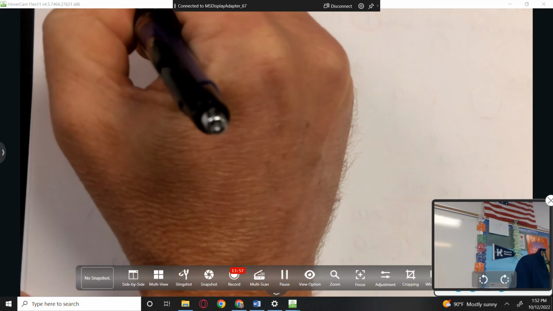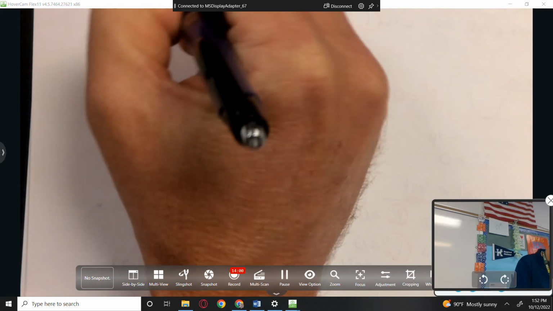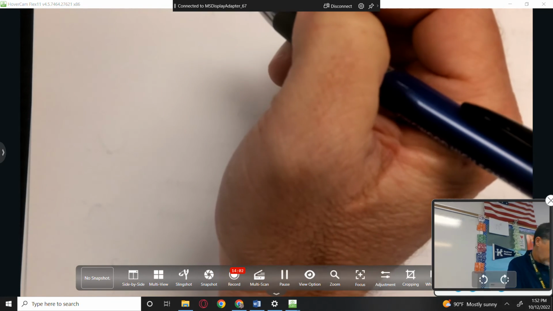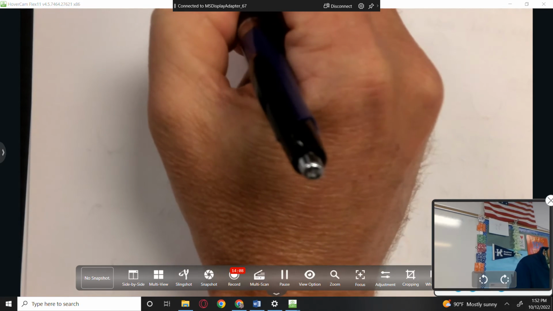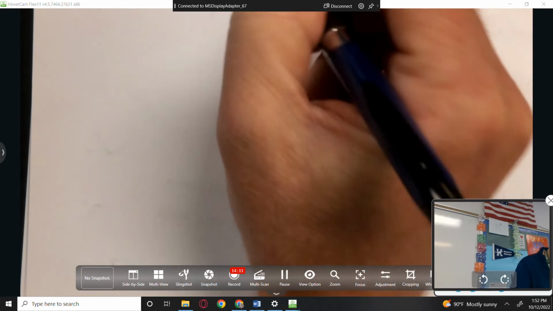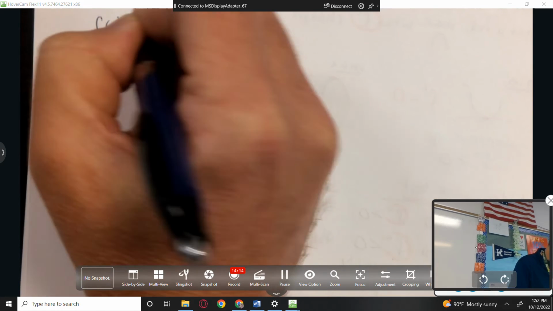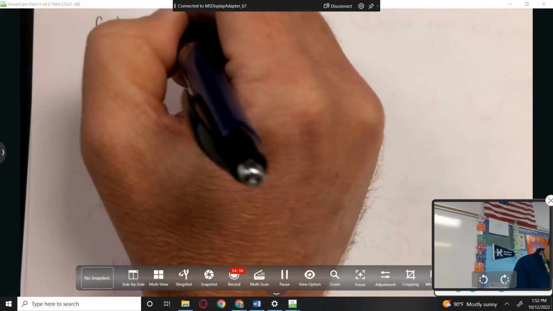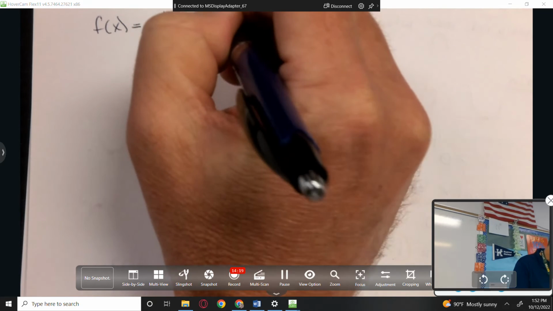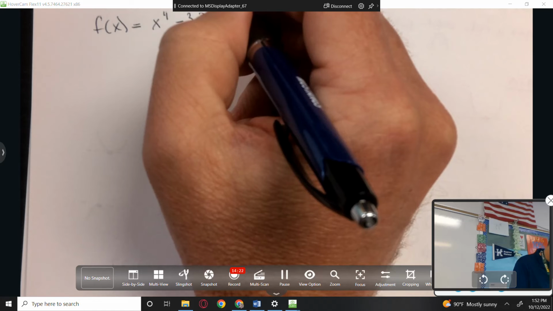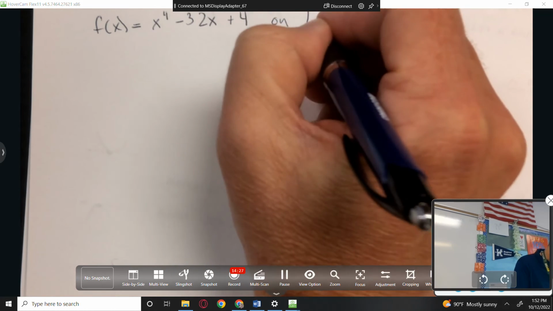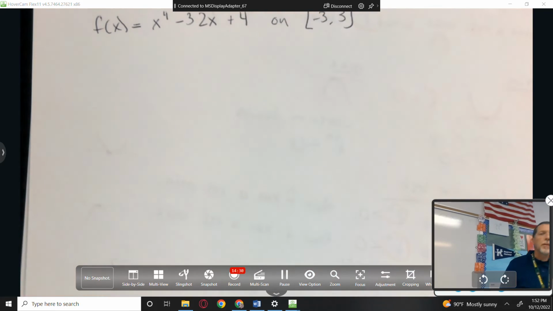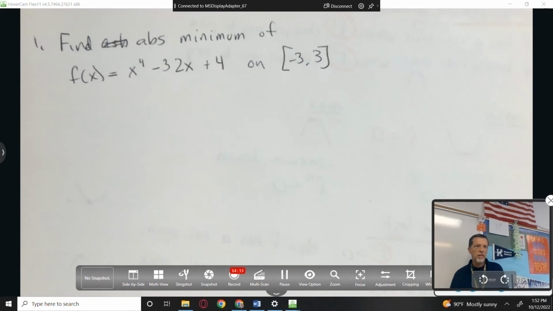Let's find the absolute minimum of f of x equals x to the fourth minus 32x plus 4 on negative 3 to 3. Absolute minimum of that weird function on negative 3 to 3.